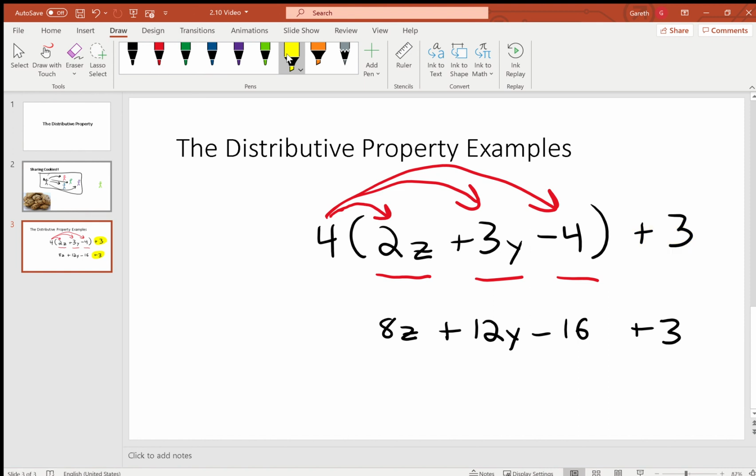okay? And that is the basic introduction to the distributive property. I hope that helps.